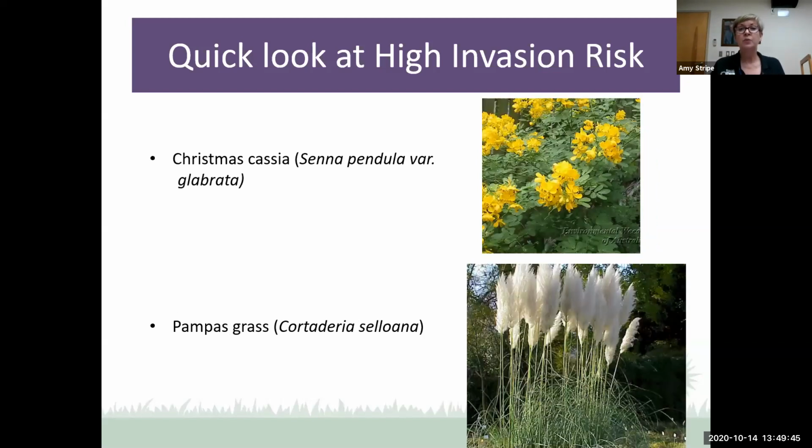Two other high invasion risk plants are the Christmas cassia, Senna pendula var. glabrata, and then pampas grass, Cortaderia selloana. So these are four species that you might not be aware of that are now considered high invasion risk, which is a red light, meaning don't plant them.